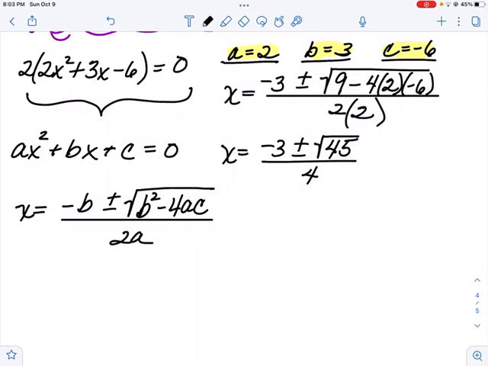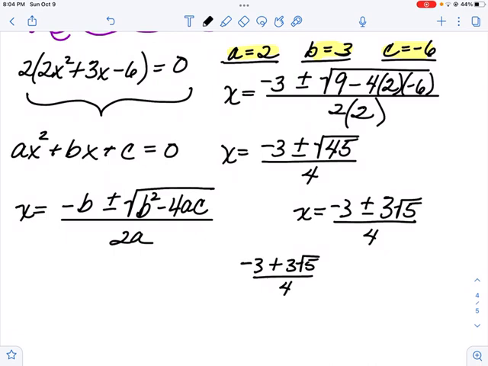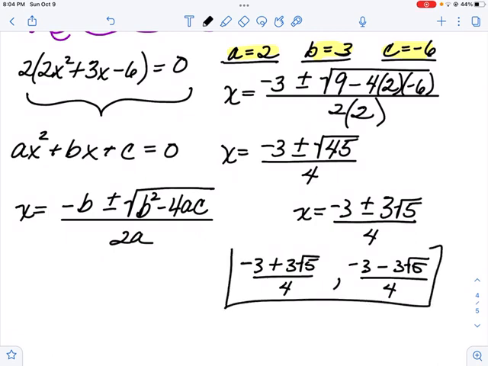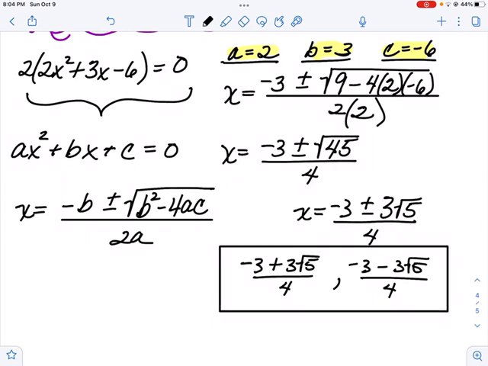And if you look what you get, x is equal to negative 3 plus or minus the square root of 45 over 4. So that's going to be x is equal to negative 3 plus or minus the square root of, remember, it's 9 times 5. So then we can extract a 3. So that would be 3 root 5, and then that would be over 4. So you would have negative 3 plus 3 root 5 over 4, and you would have negative 3 minus 3 root 5 over 4. So these would be your two solutions for x.